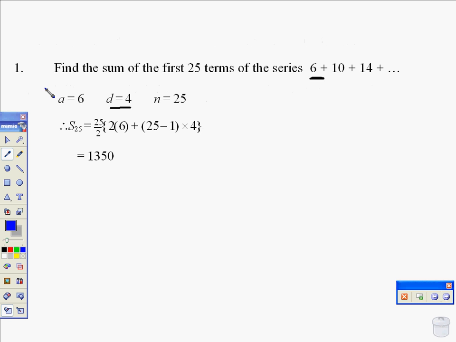So in the first question here, we have to find the sum of the first 25 terms. Now we could probably add them up, throw them in the calculator. It's not the easiest way to do it. If it was 125 terms, it will take a lot of time and we could make mistakes very easily.